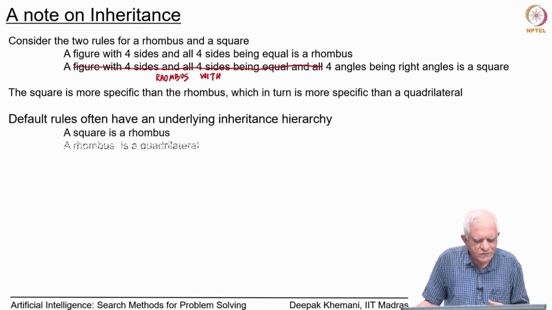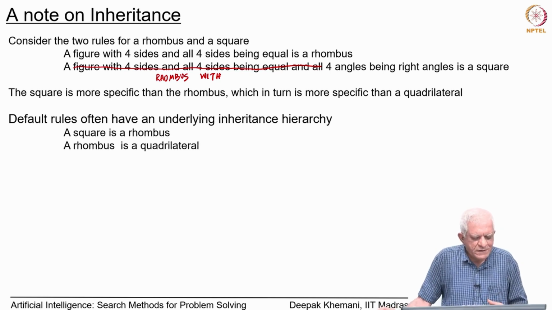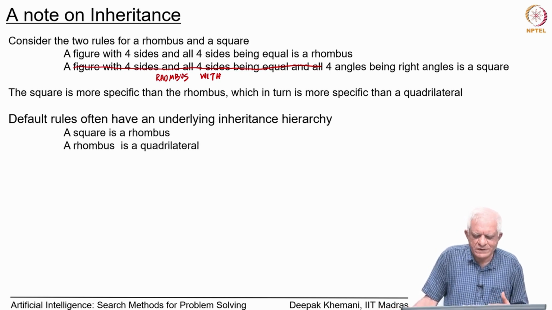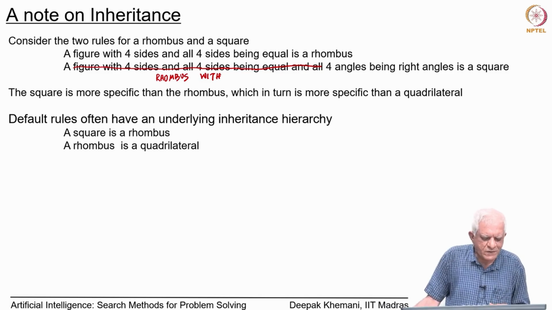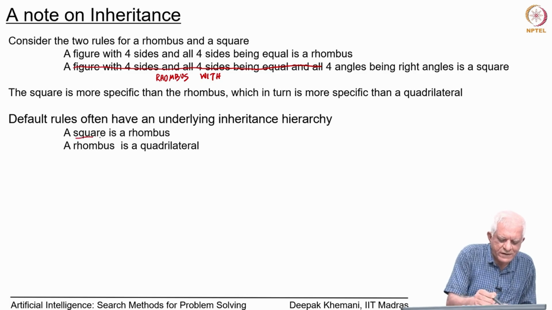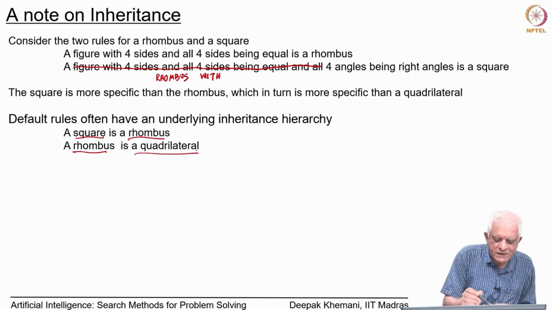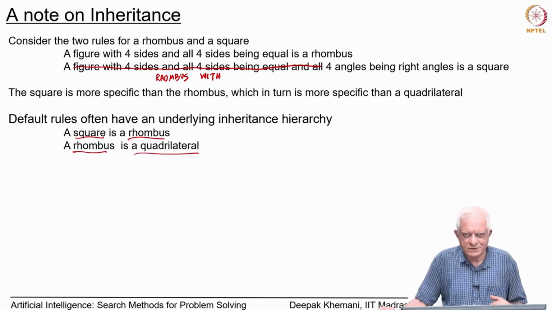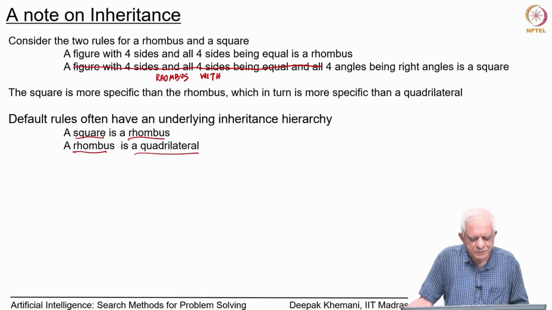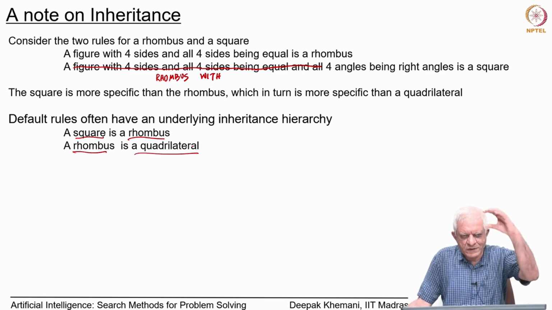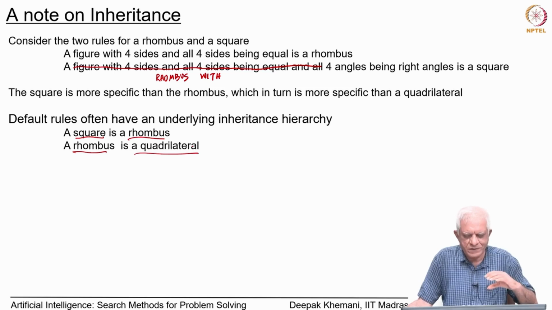But in some language we could do that, and this has something to do with default rules. We have seen default rules earlier, but they also have an inheritance hierarchy, that a square is essentially a rhombus is essentially a quadrilateral, and so on. This happens because the quadrilateral rule is above the rhombus rule and the rhombus rule is above the square rule.